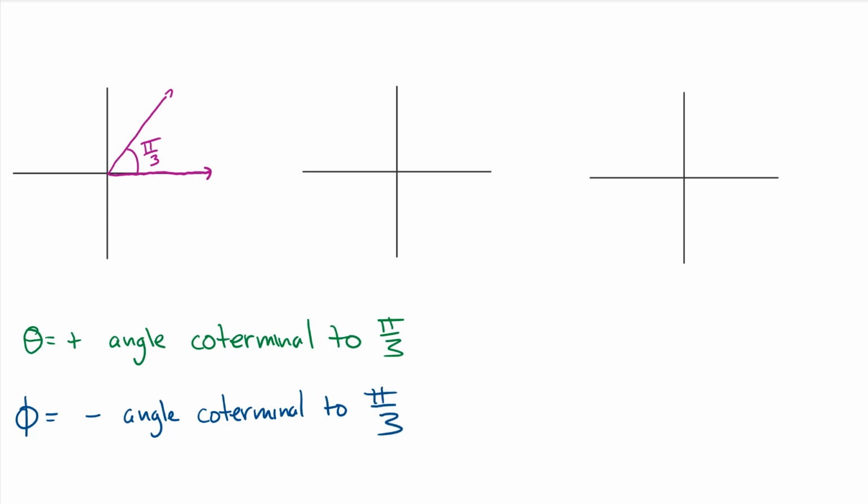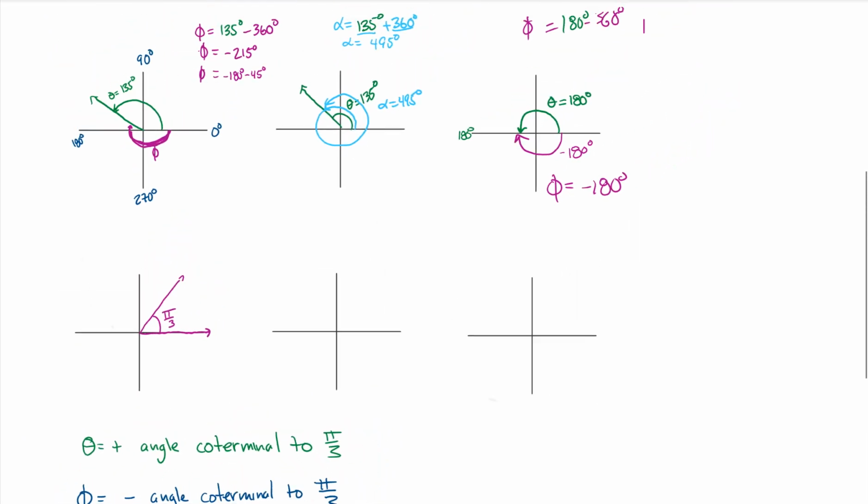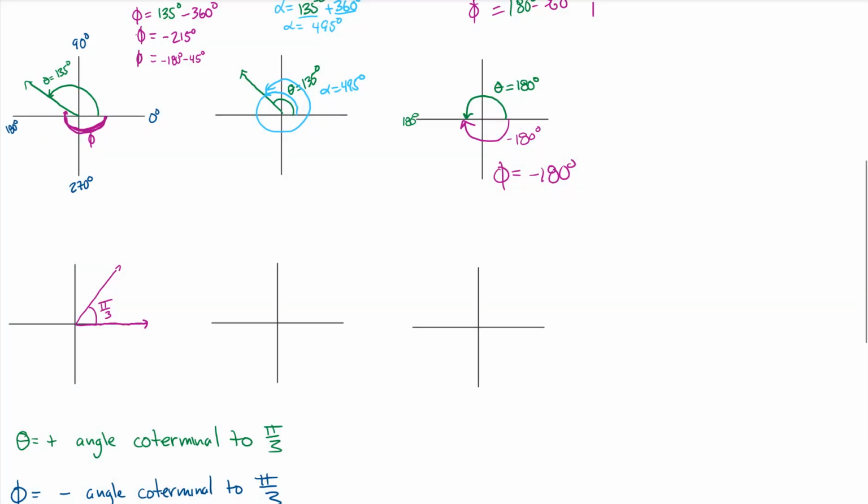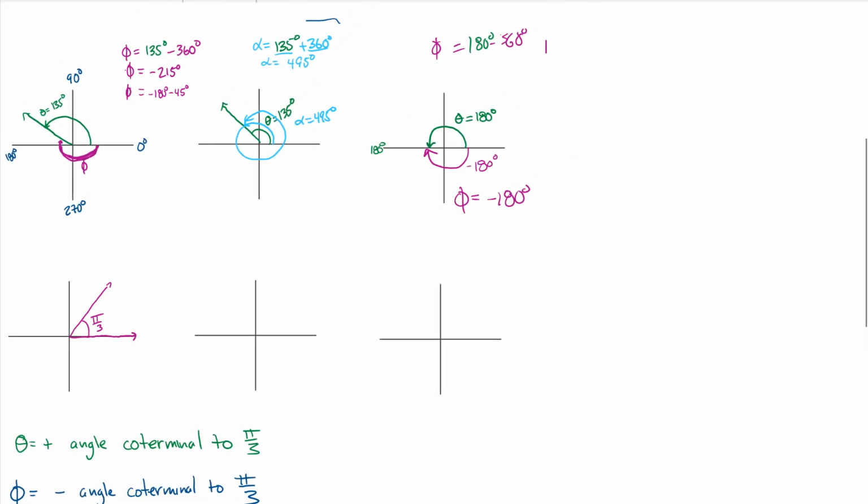So it's the same game. What did we do up top to get a positive angle? Oh shoot, sorry about that. To get a positive angle, the positive angle is right here. We just added 360 degrees to it. And to get a negative coterminal angle, we just subtracted 360 degrees.